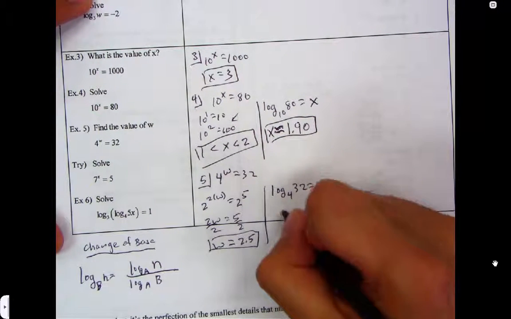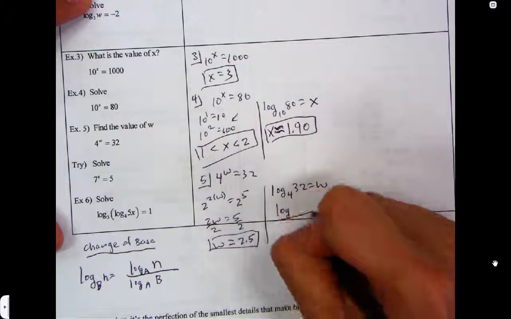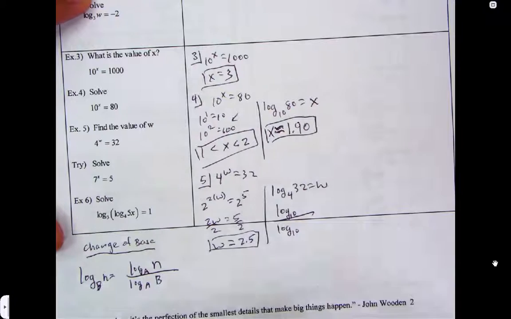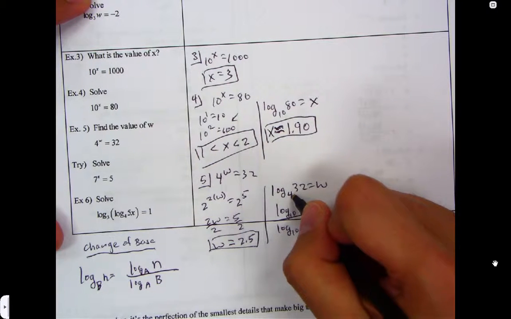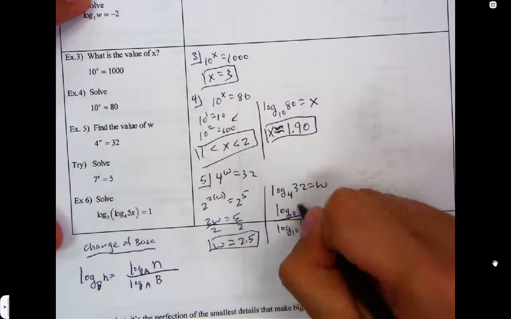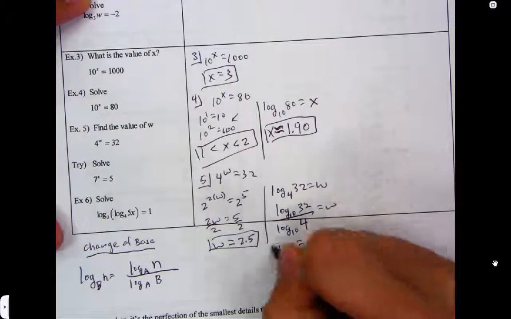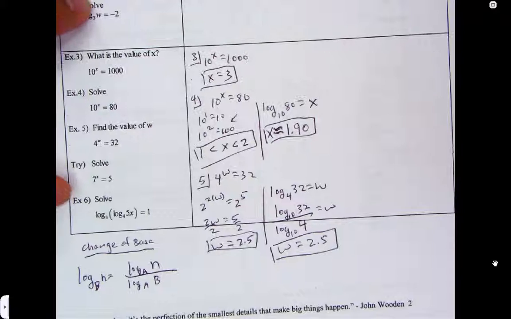So let's do that. That means we're going to change this to a base of 10 because that's our calculator's base. Base is always on bottom, so 4 is the base, so put 4 on the bottom and 32 on top. Put it in our calculator, we get 2.5. Same answer.